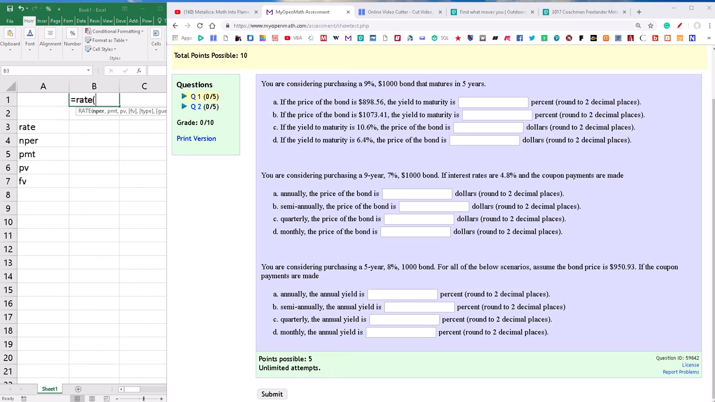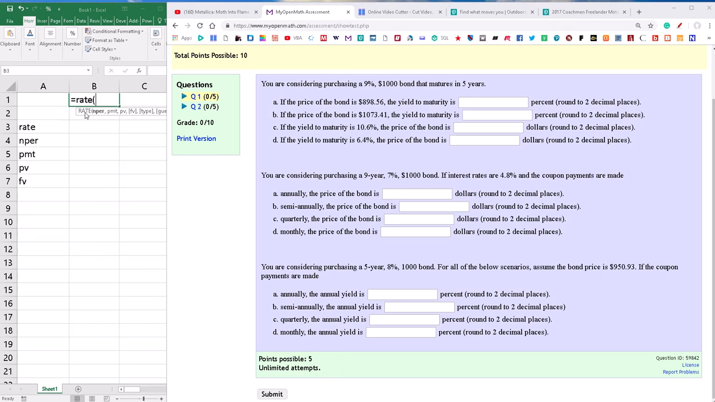And the reason why I like it is because, for example, if you type equal rate and then a parenthesis, then the inputs to this are number of periods, the payment per period, the present value, the future value, and then the type, whether it's at the beginning of the month or end of the month. So that's kind of cool.